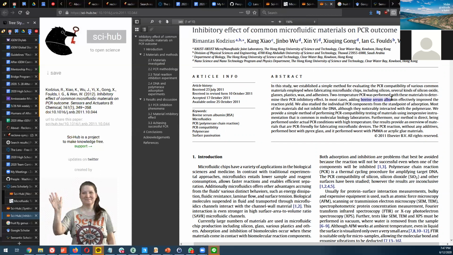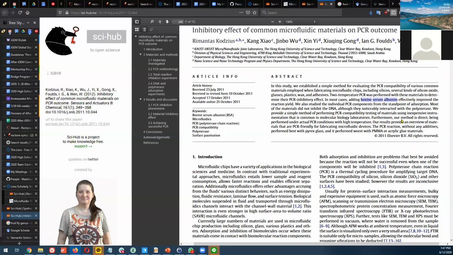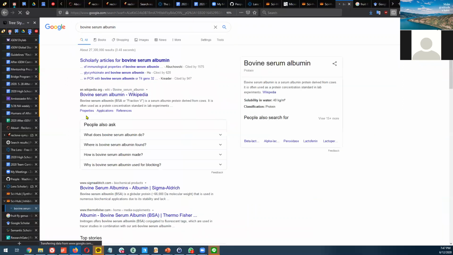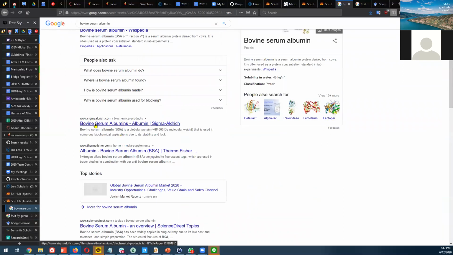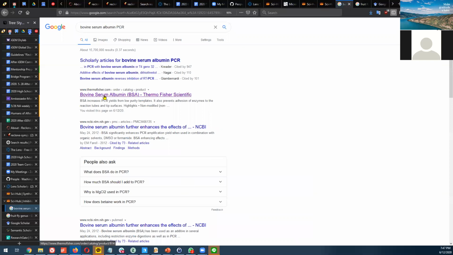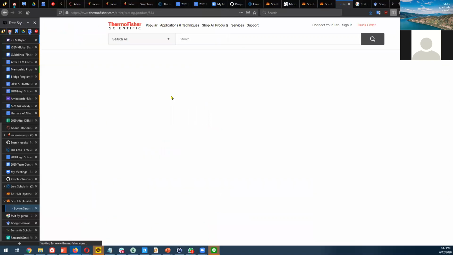Another thing that caught my eye in the introduction is this. In most cases, adding bovine serum albumin effectively improves the reaction yield. So I'm curious, and I'm thinking, why does adding that increase the reaction yield? Is that even true? So I'm literally going to search this up on Google. I'm not going to do this for too much longer. And there it is. There's actually a company that sells it. Actually, I'm going to search it up with PCR. There you go. Thermo Fisher is a company that sells scientific material.